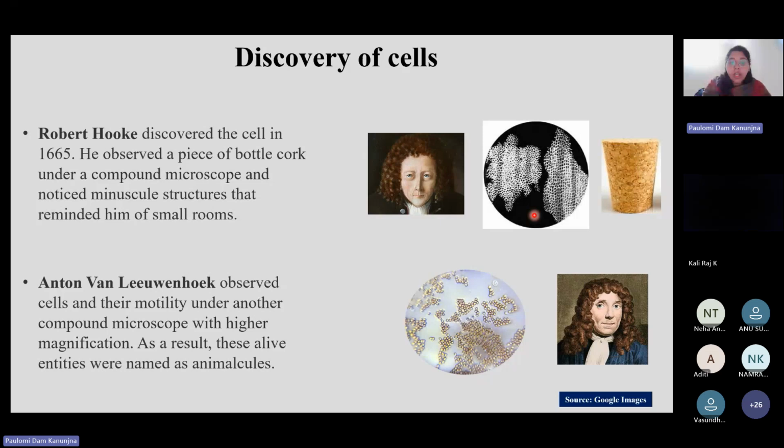Leeuwenhoek, who observed cells and their motility under a compound microscope. And he was the one who saw them as alive entities, right? And then he named them animalcules. So Robert Hooke saw these structures, and Leeuwenhoek actually saw these structures as a living entity. So we credit the discovery of cells to these two scientists, right?